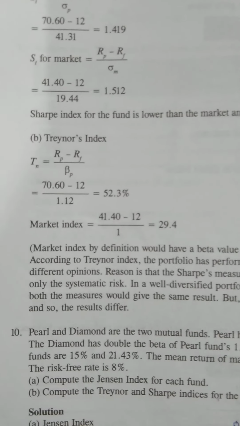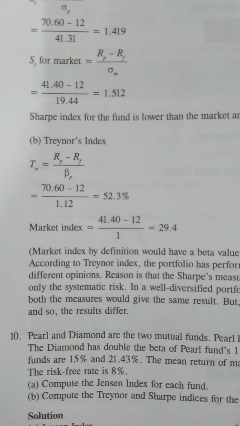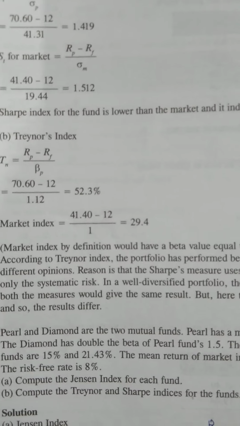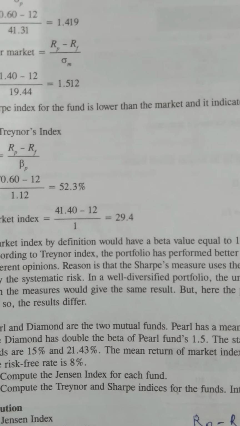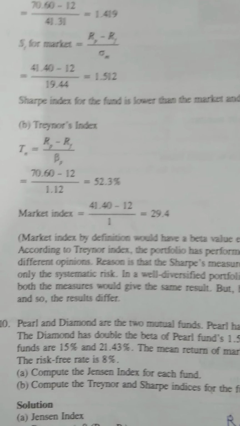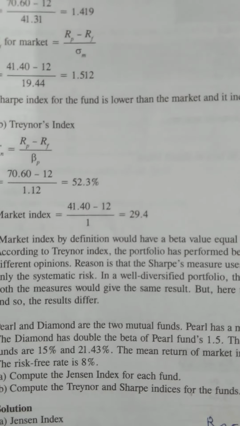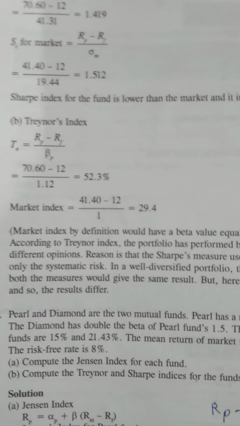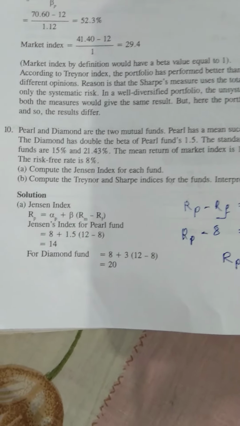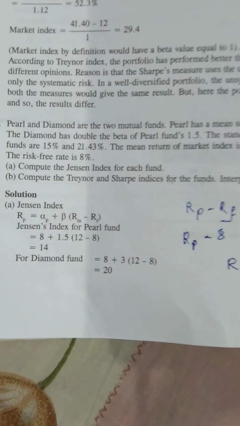And right now I have told you what will be the beta value for the market. If nothing is given, it will be 1, that is 29.4. But in this case, in case of Treynor ratio, the fund is performing better than the market. Okay, and now the last one, it is another very important sum, which generally comes in the examination.